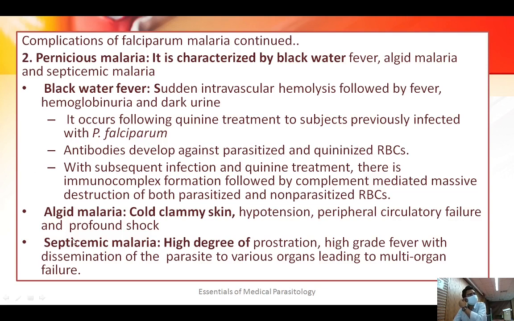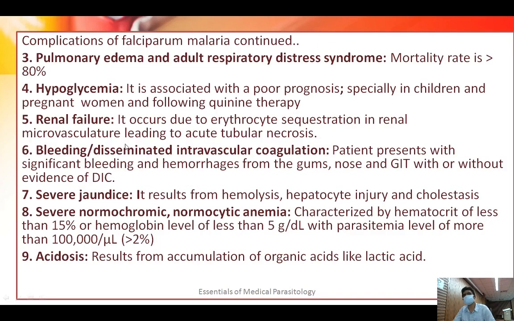Algid malaria is a kind of septicemic shock which will occur: cold, clammy skin, hypotension, profound peripheral circulatory shock. Septicemic malaria, again, has a high degree of prostration, a high degree of fever, and dissemination of the parasites to various organs. All these things will occur. The triad of all these three together is known as pernicious malaria.